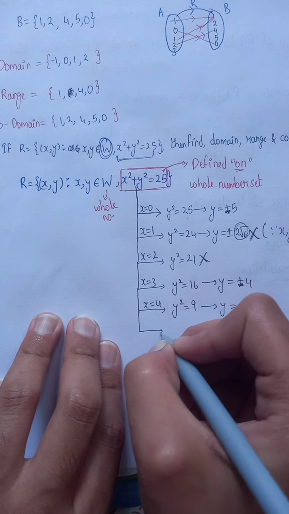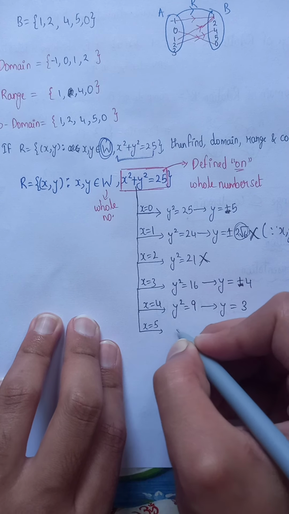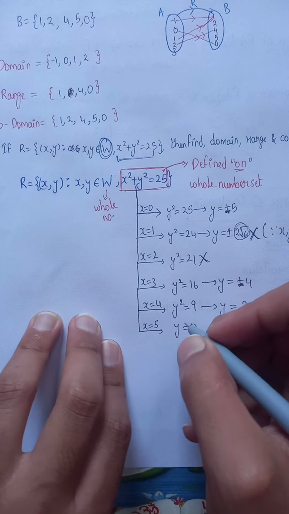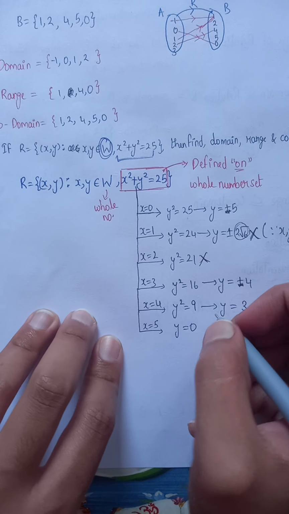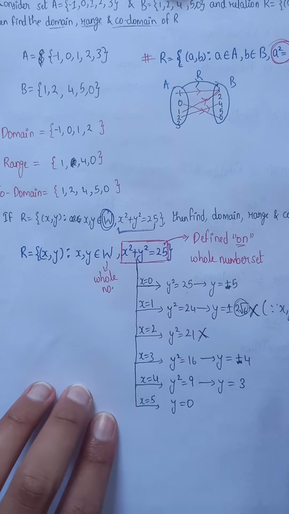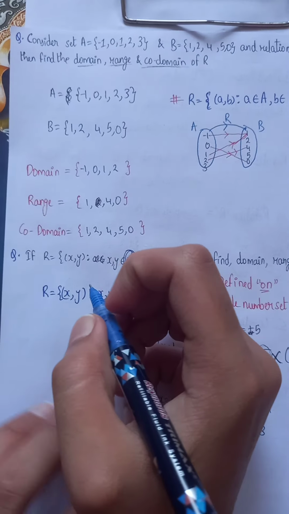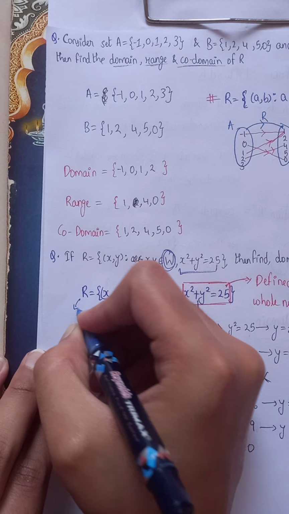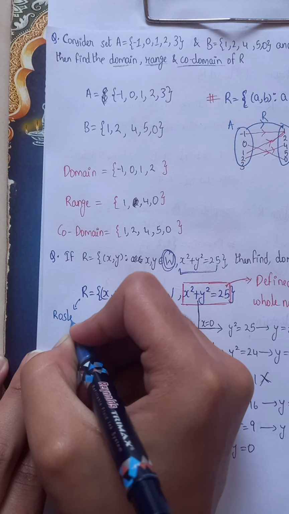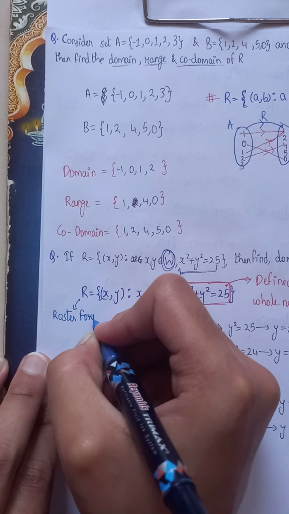What about x is equal to 5? Then y is equal to 0. So you know what the x values and y values are. So now let's convert this set builder form into roster form. Let's write this in roster form.